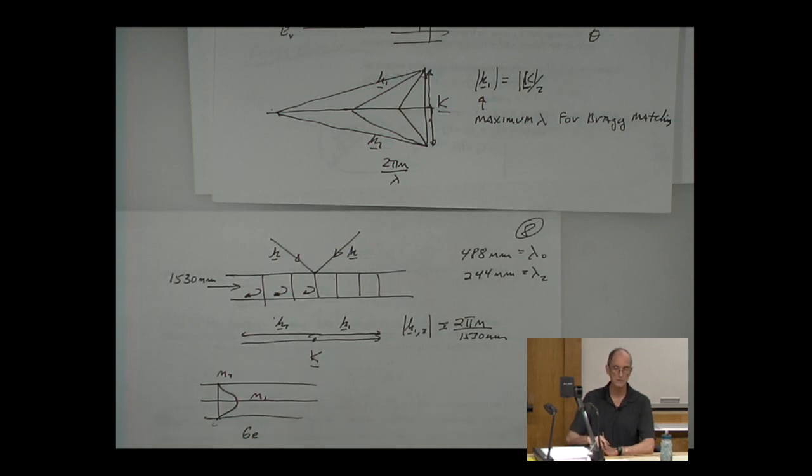And this is what they use for making these fiber Bragg gratings, because this germanium can then be sensitized to exposure in the ultraviolet. All right.